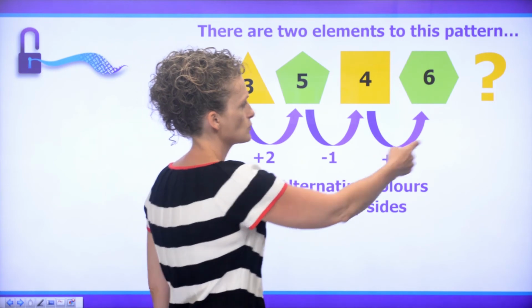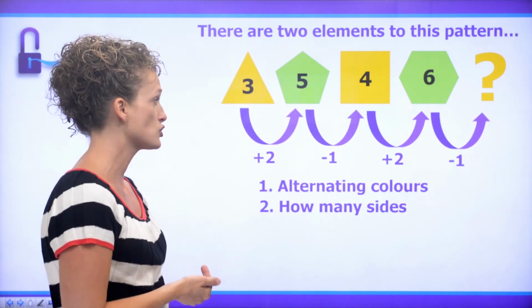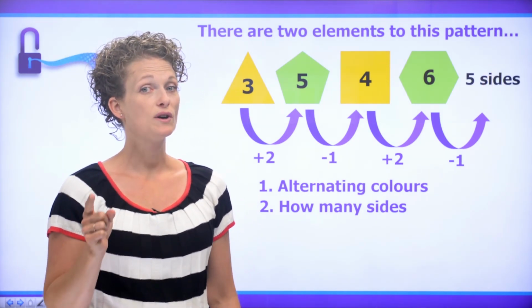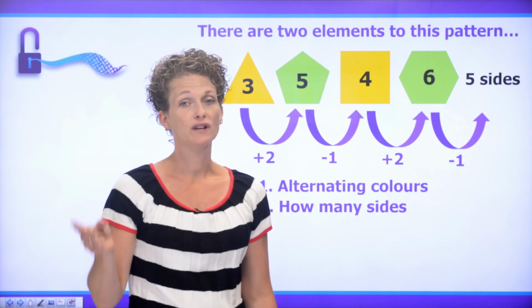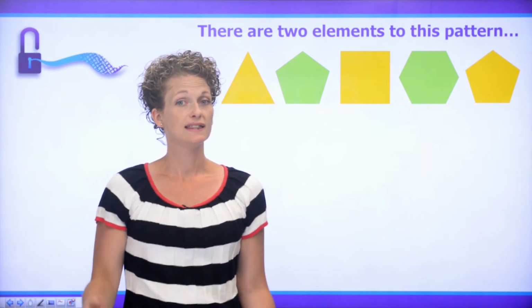So based on this, we would expect that our next shape, we're going to have to subtract 1. So 6 subtract 1 means that we're going to have 5 sides. And we're going to draw a 5-sided figure, and it's going to be orange. And that is your lesson on patterns.